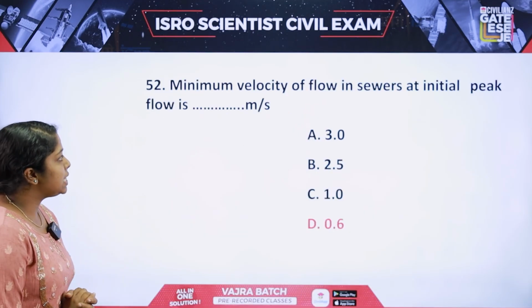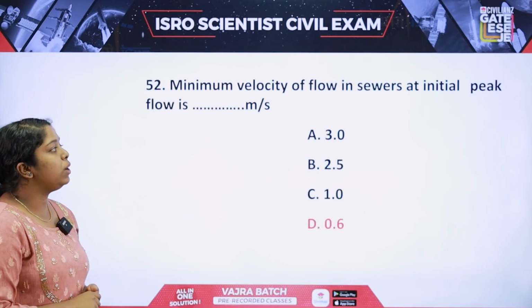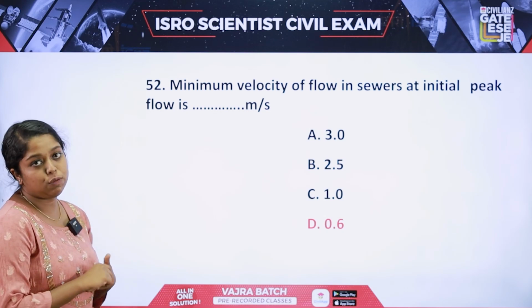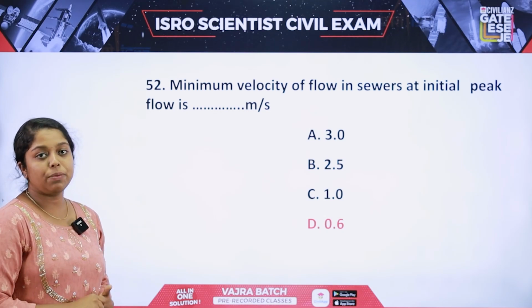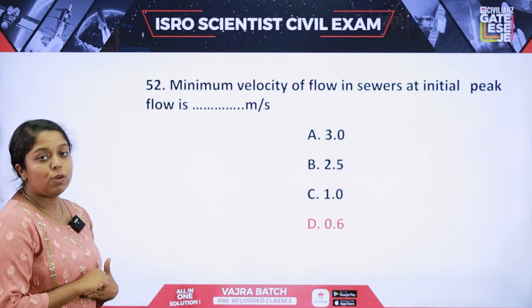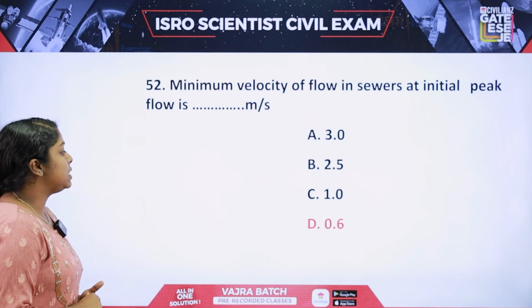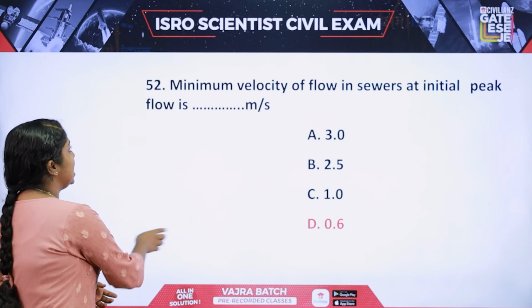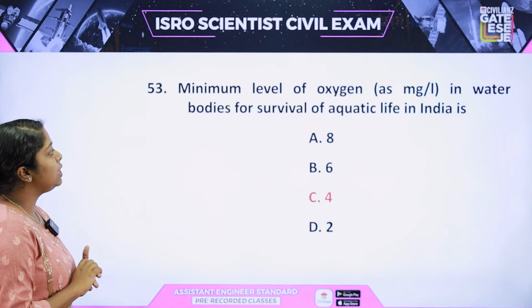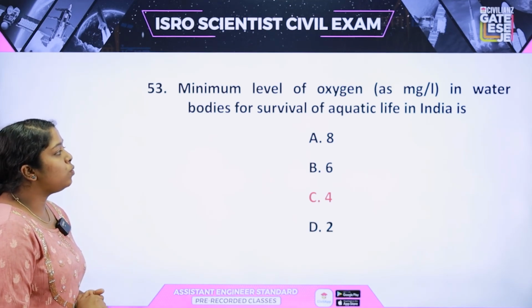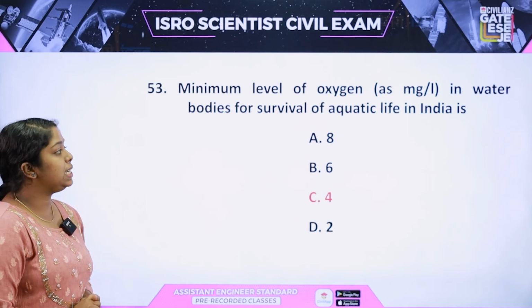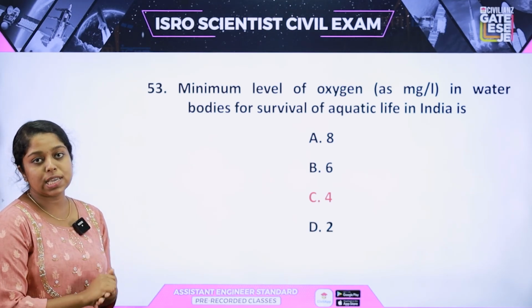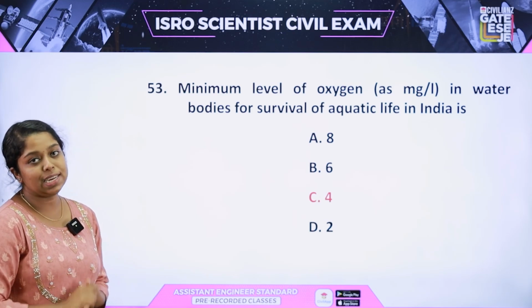Moving on to the next question. The minimum velocity of flow in sewers at initial peak flow is. This is a direct question. The minimum velocity is 0.6 meter per second. So option D is the right answer. Moving on to the 53rd question. The minimum level of oxygen as milligram per liter in water bodies for the survival of aquatic life in India is.